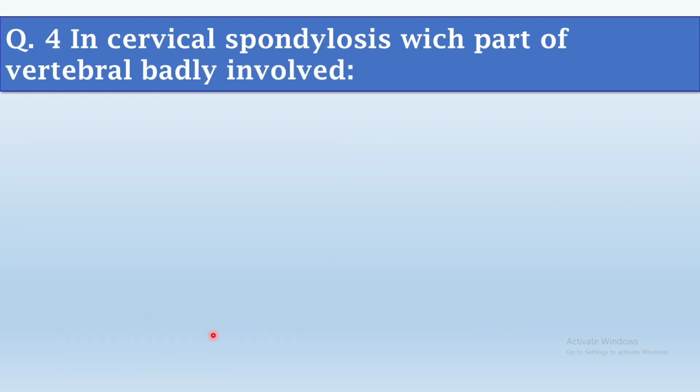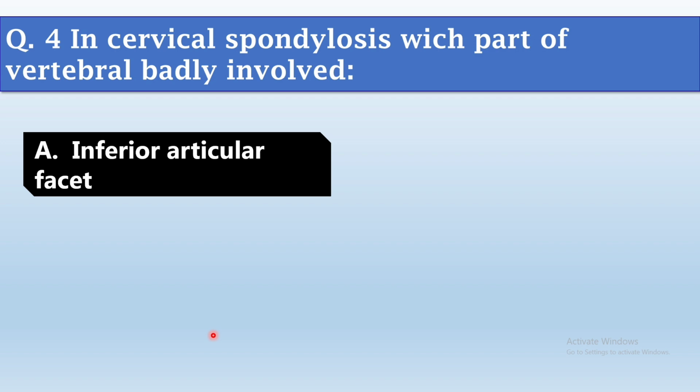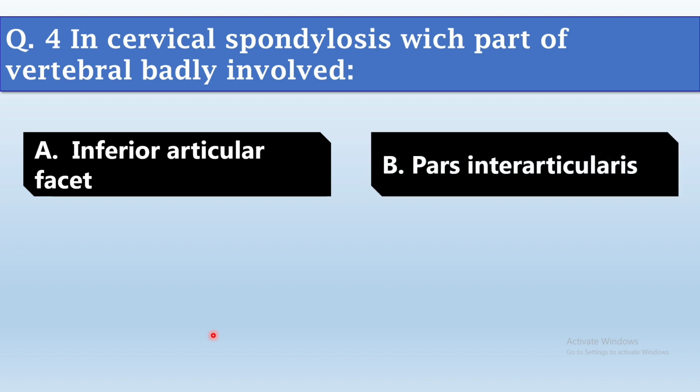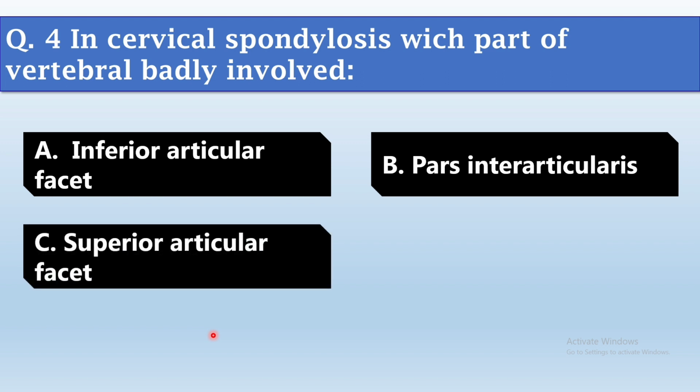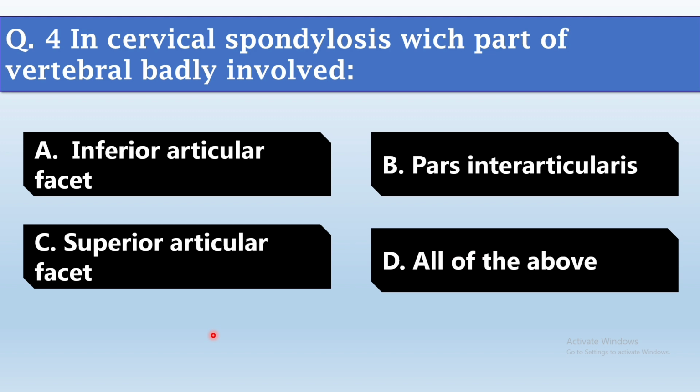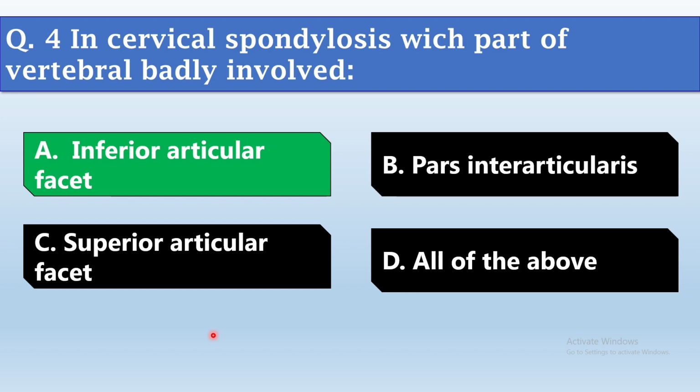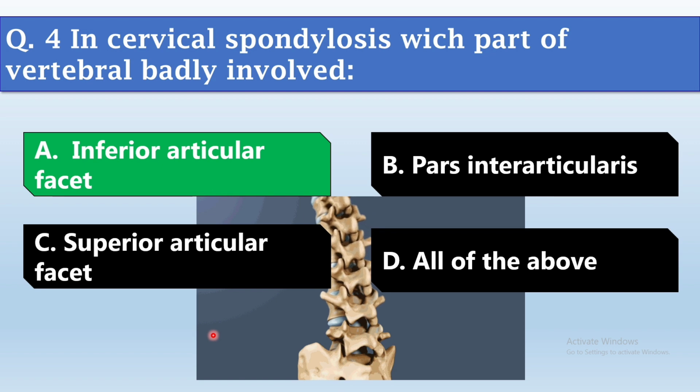Question number 4. In cervical spondylosis, which part of the vertebra is badly involved? Option A inferior articular facet, option B pars interarticularis, option C superior articular facet, and option D all of the above. The answer is inferior articular facet. In facet arthropathy, the superior articular facet and inferior articular facet are both involved, but the most badly involved is the inferior articular facet.